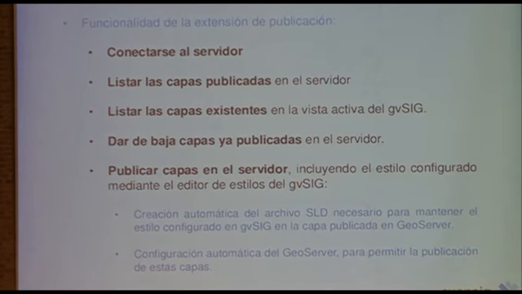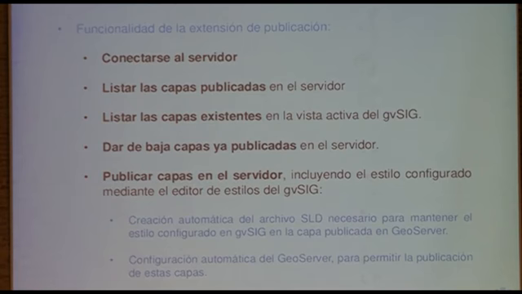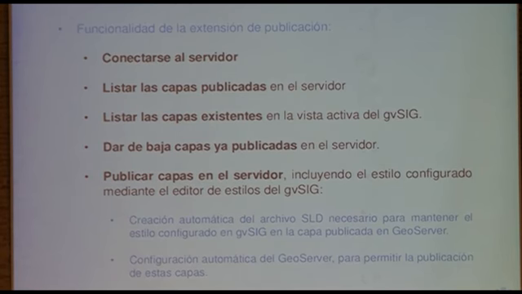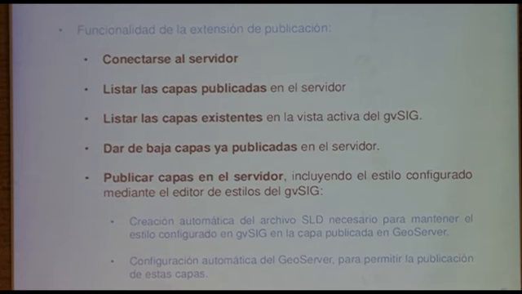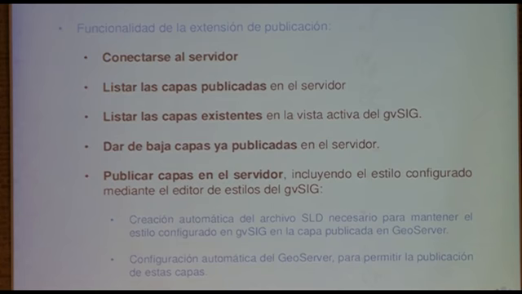The main functionalities are, first, being able to connect to the server. If not, we cannot connect to the server. A publication extension without being able to connect to the server is absolutely useless. Then we can make listings of the layers published in the server. We can list the layers existing in the active view of gvSIG, and then we can cancel layers which are already published in the server.